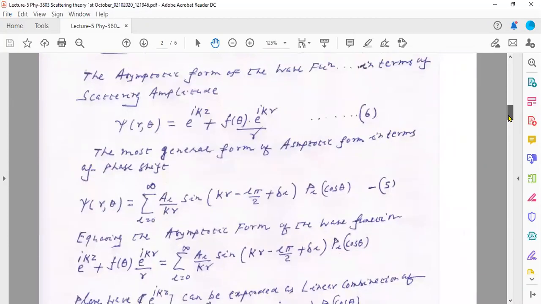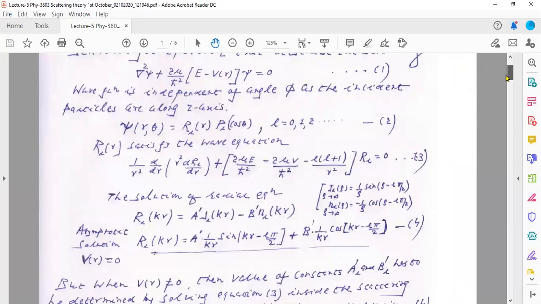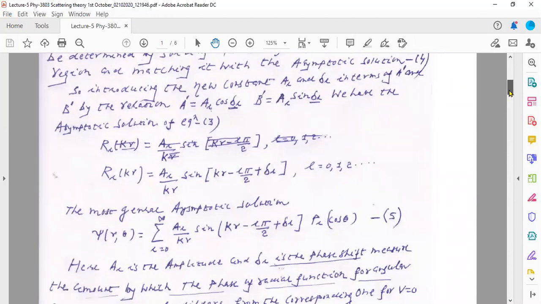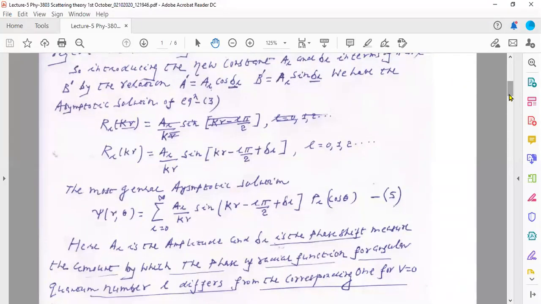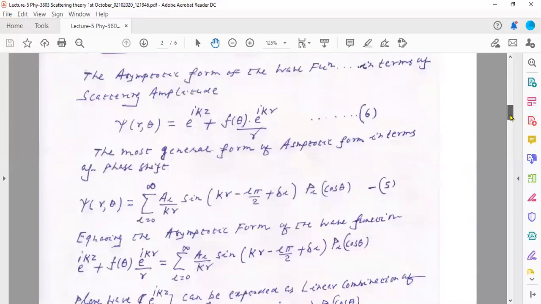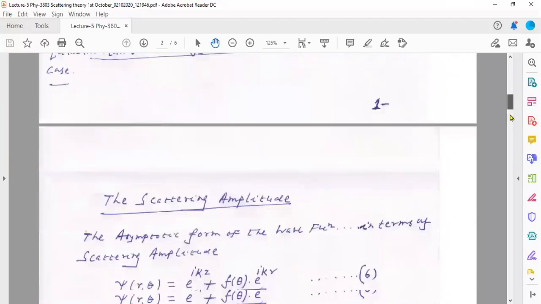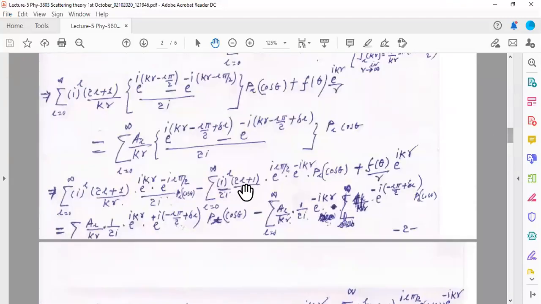So you see, let me revise very fast. We have studied the partial wave analysis. We found the solution of a radial wave equation in the region of potential. We obtained the most general asymptotic solution, that is equation number 5. And using this most general asymptotic solution, we have obtained this relation, which we obtained last lecture.